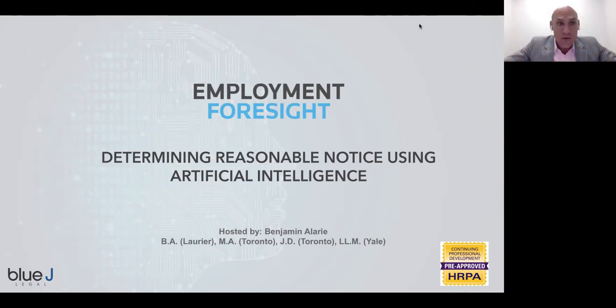Tax Foresight, and a number of other AI software products that use AI to understand legal issues. Today, we're going to be focused specifically on the question of reasonable notice and how to figure out how much reasonable notice to give to an employee who's being terminated. And we're going to use Employment Foresight to basically illustrate how you can do this using AI.